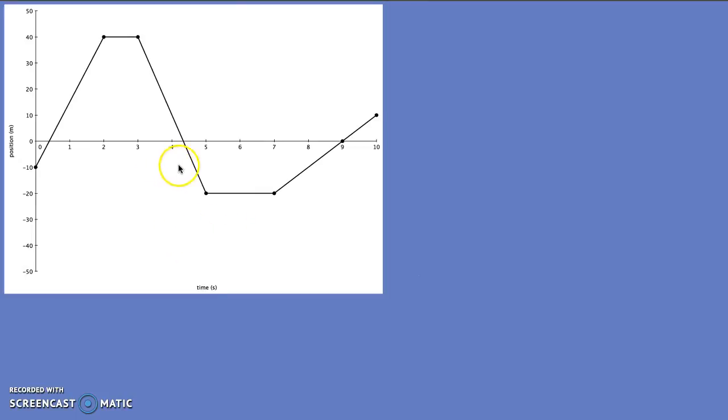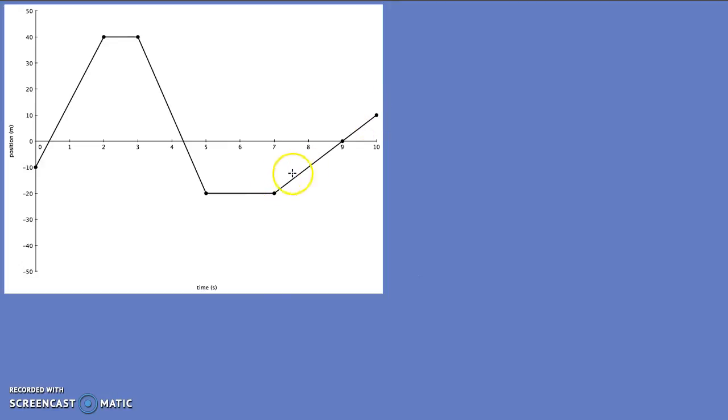We're going to explore in this video a little bit about position graphs and velocity graphs and going between them. Alright, so we'll start with this position graph right here. We have some object that starts at this position of negative 10. It moves, and at 2 seconds it stops at 40 meters, stays there, turns around, stops, and then goes back.